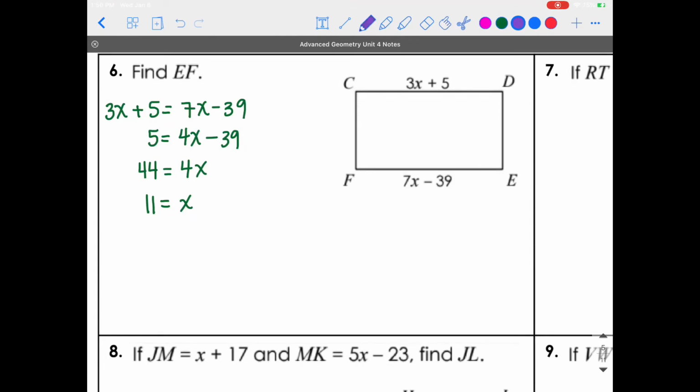But this question asks for EF, which is 7x, or 7 times 11, minus 39. So EF equals 38.